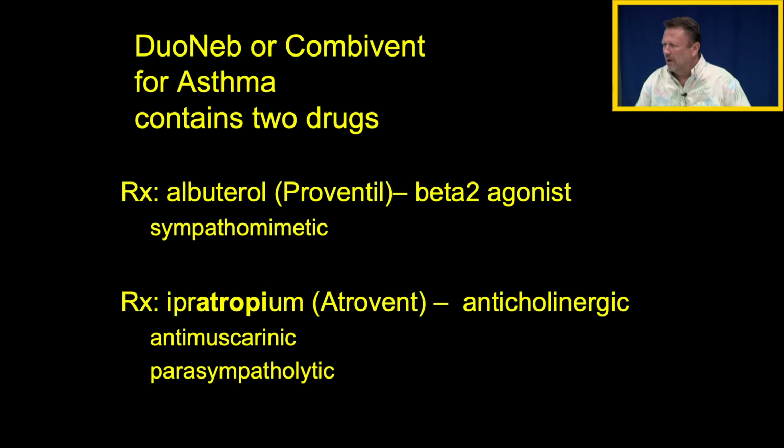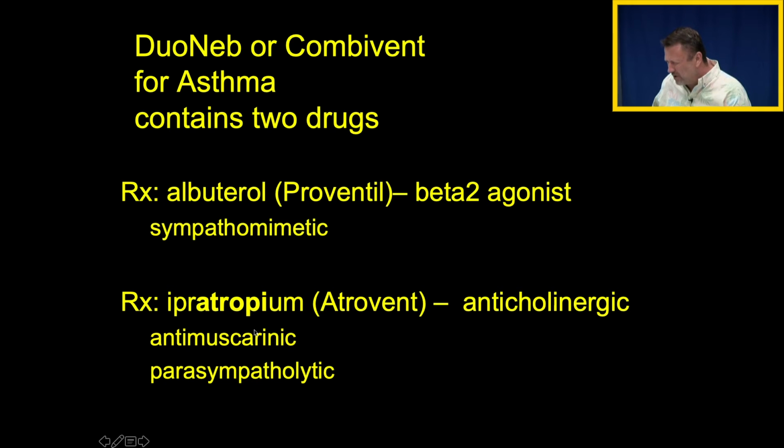So, DuoNeb, if it comes from a nebulizer, Combivent is what it's called when it's an inhaler. And again, we'll get to asthma when we get to 3.4. But Combivent contains two drugs. One of them is albuterol. People know that as Proventil, the little rescue inhaler, the short-acting beta agonist, SABA. And it's a sympathomimetic drug. Other people have Atrovent. It's ipratropium.